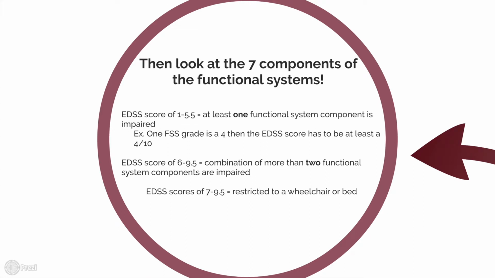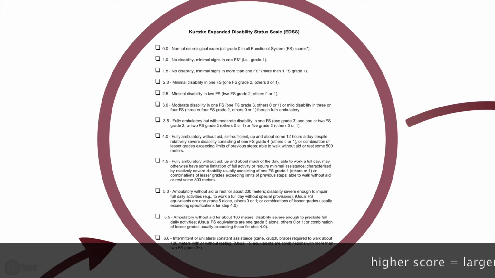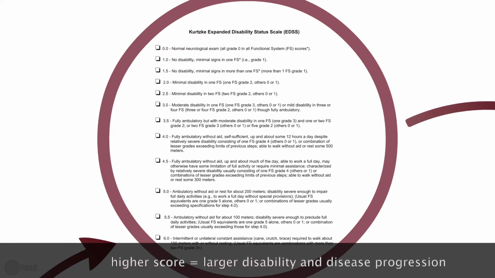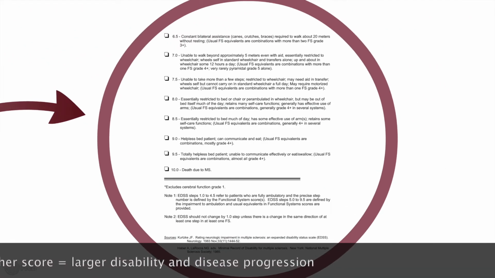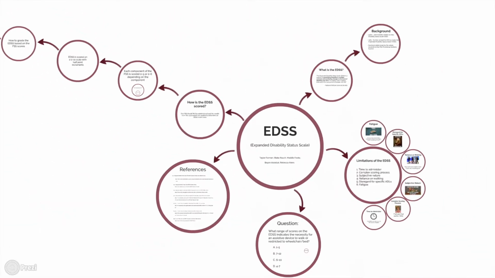Next, you take into account the other components of the functional system. An EDSS score of 1 to 5.5 means that at least one functional system component is impaired. For an EDSS score of 6 to 9.5, at least 2 components are impaired. Here's the EDSS scale and the grading criteria based on ambulation and the functional scale components. A score of 0 equals a normal neurological exam. A score of 10 means that death has occurred due to MS. Since this is a common scale to quantify disability due to MS, it is important to understand what each level means and how that score would direct treatment.